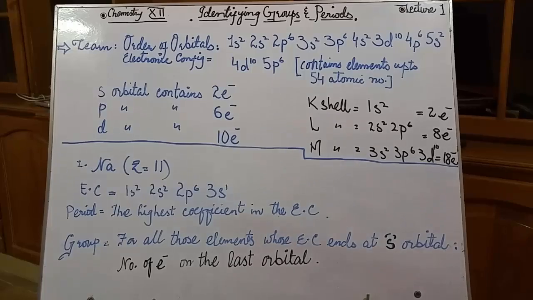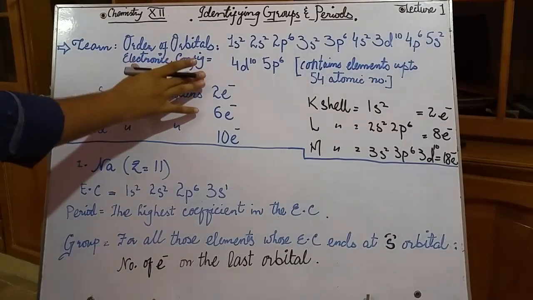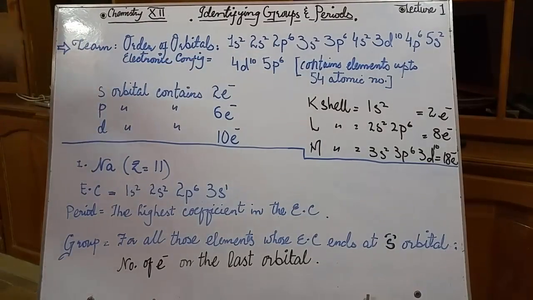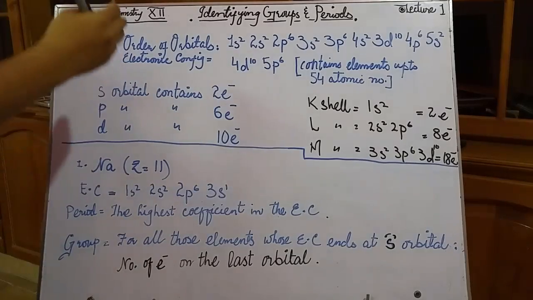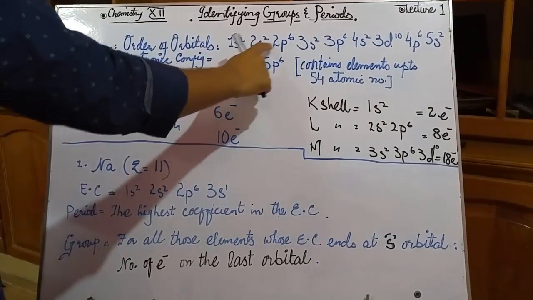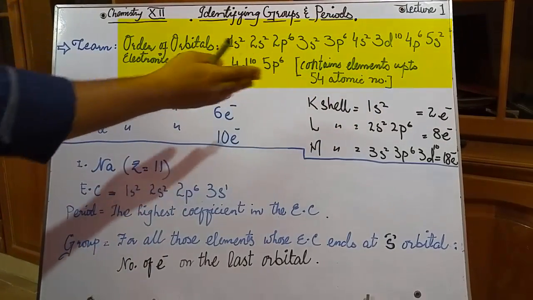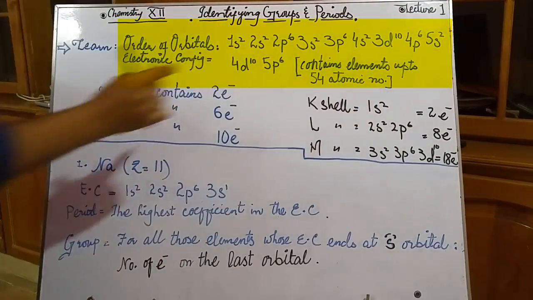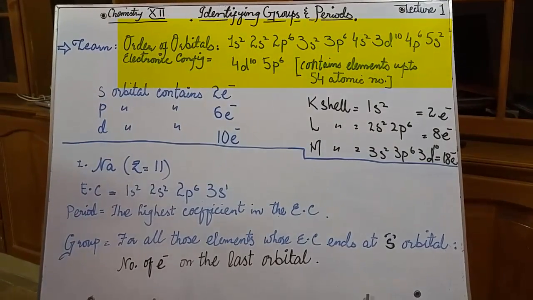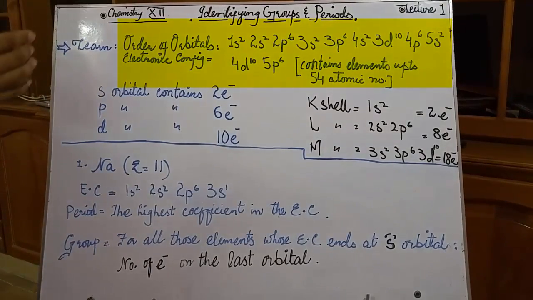Now class, first of all, I need you to learn the order of orbitals. In this way, we can perform electronic configuration. You have to learn this order: 1s2, 2s2, 2p6, 3s2, till 5p6. It contains almost all elements up to atomic number 54, and I hope it will summarize the topic, and all the elements in your examination will be under this electronic configuration.